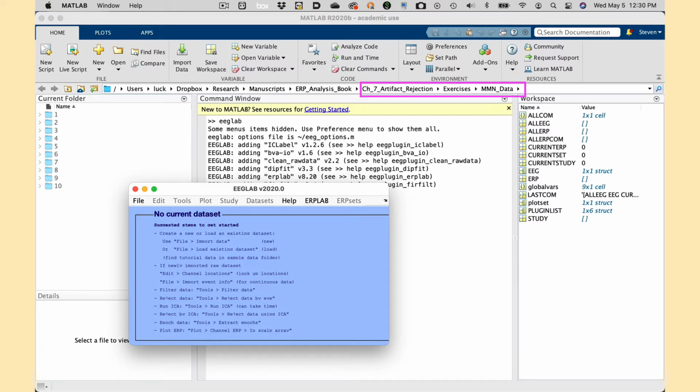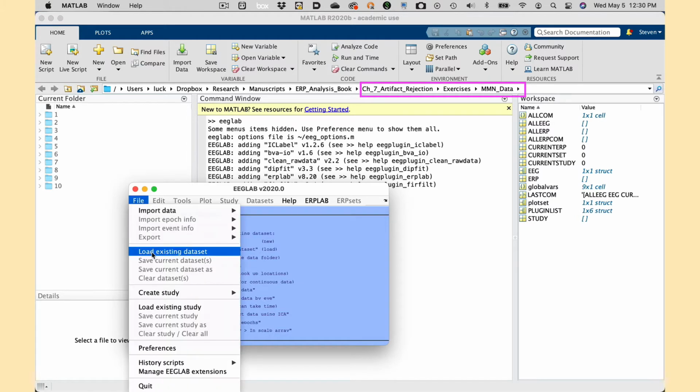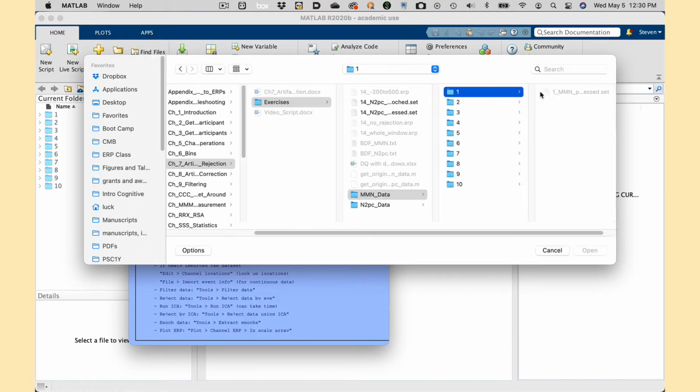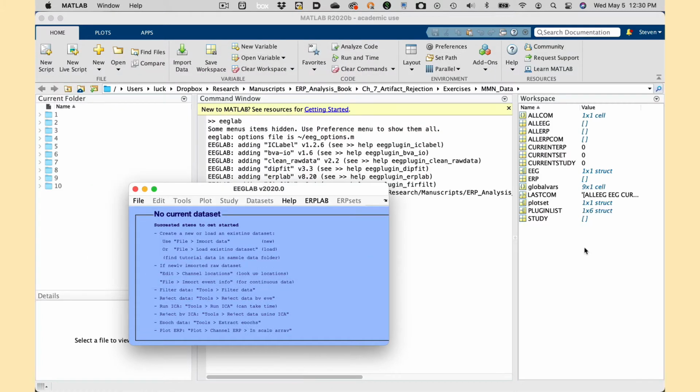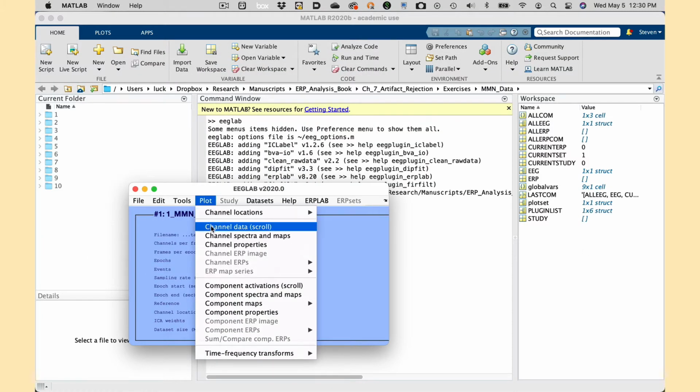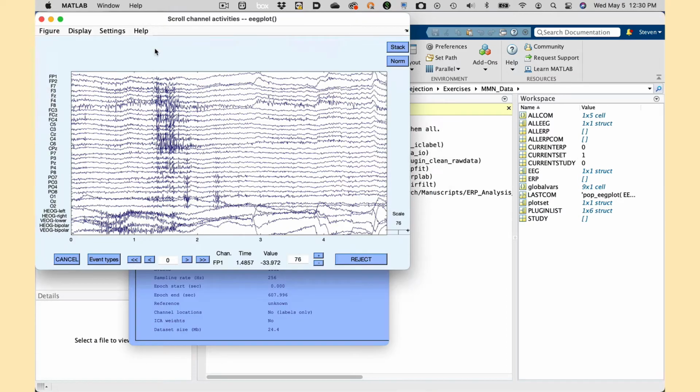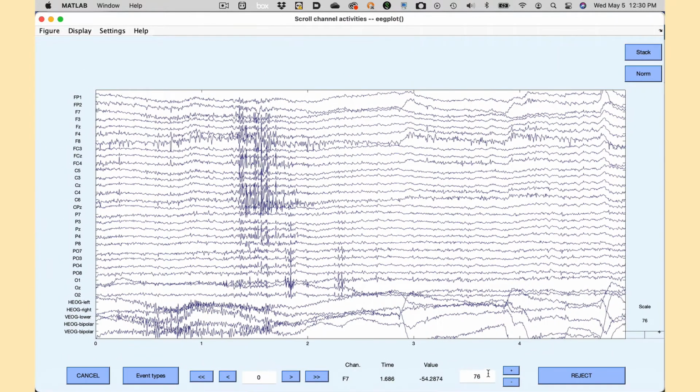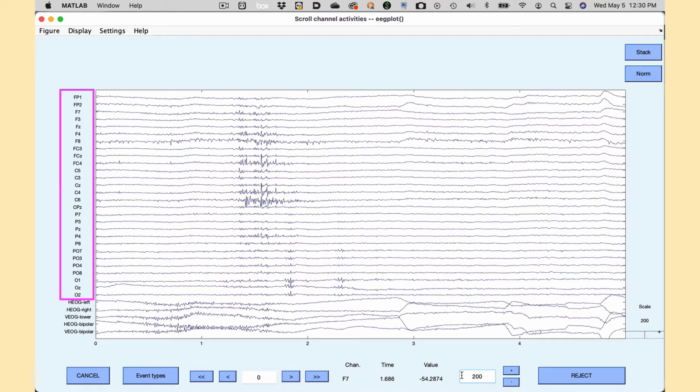You can find the data for subject number 1 in the MMN Data folder. After loading the data set into EEGLAB, I launched the scrolling plot routine. I'm going to set the vertical scale to 200. The EEG channels are at the top, and then we get to the EOG channels. We have separate channels for horizontal EOG left and horizontal EOG right. We also have a channel for vertical EOG lower, which was under the right eye.